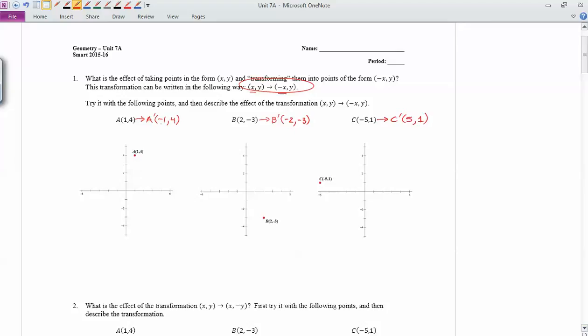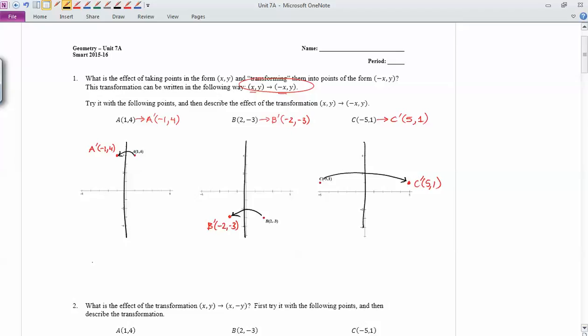And if I plot those points, A prime, (-1, 4) is up here. So here's A prime. B prime is (-2, -3), so it's down here. And C prime is (5, 1), it's way over here. And what this is, if you think about it, what's happening is the y stays the same, the x flips signs, and visually, what's happening is we're bouncing these points across the y-axis and getting a mirror image of it.